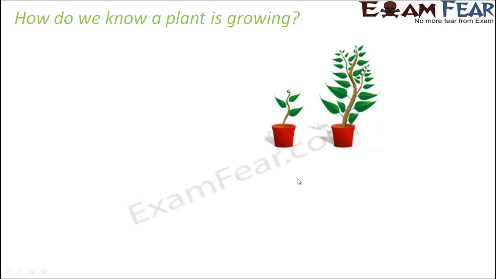Okay, so now we talked about determinate and indeterminate growth and what causes both of them. Now the question is, how do we know that a plant is growing? One simple answer that you can give is, if the size of the plant is increasing, that means the plant is growing. Okay, that is a very superficial answer. You see it from outside, if you see the size is increasing, you say that the plant is growing. But when will the increase in size become noticeable?